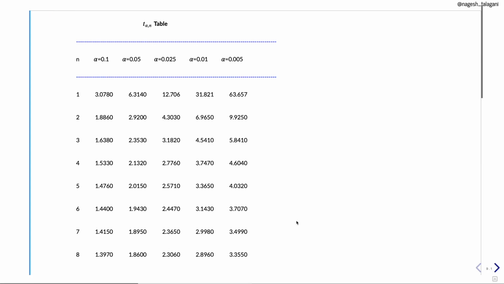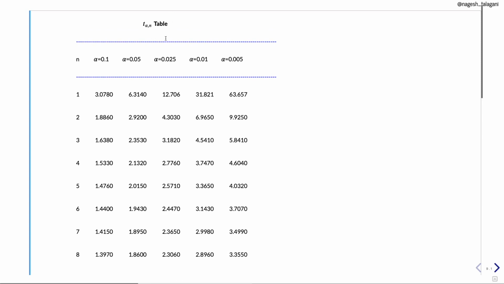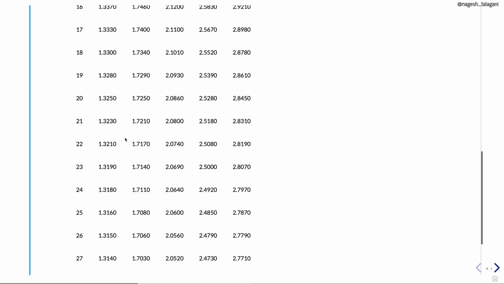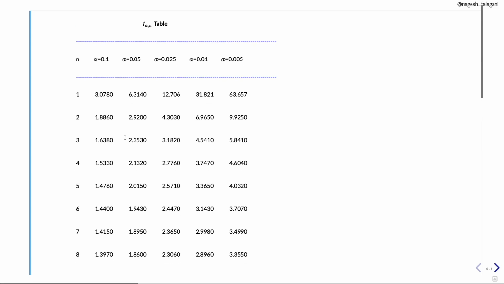This is the table that you can find in many statistics books. Here we have these t alpha n values for some standard values of alpha: alpha equal to 0.1, 0.05, 0.025, 0.01, and 0.005. These are the standard values of alpha for which we use these t alpha n values in practice, and we have them for up to 30 degrees of freedom. Okay, fine.